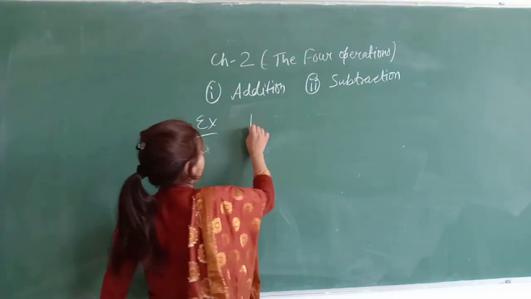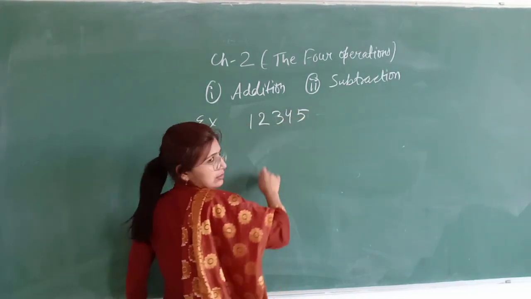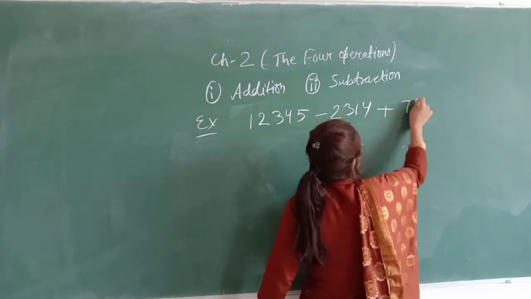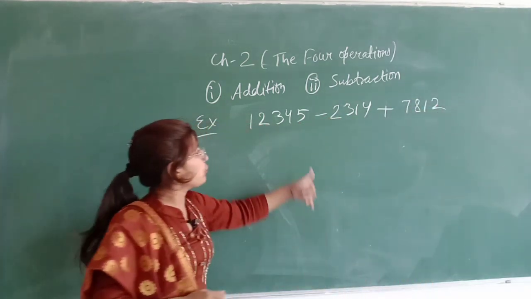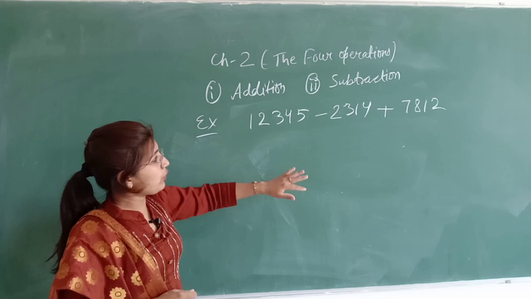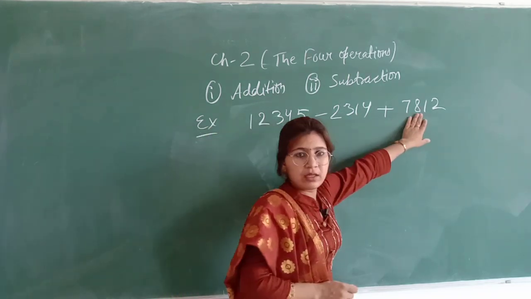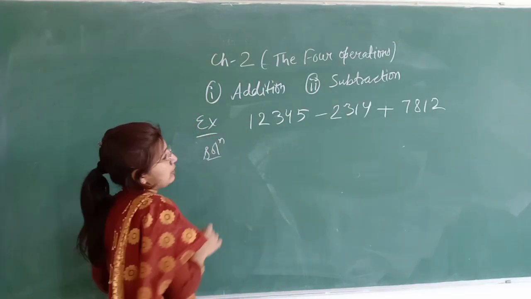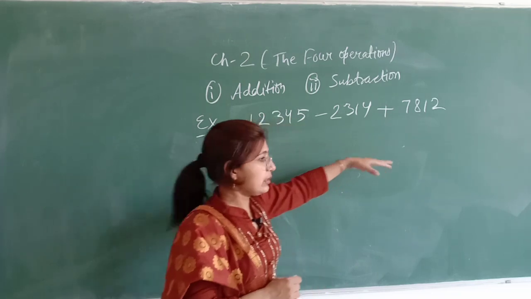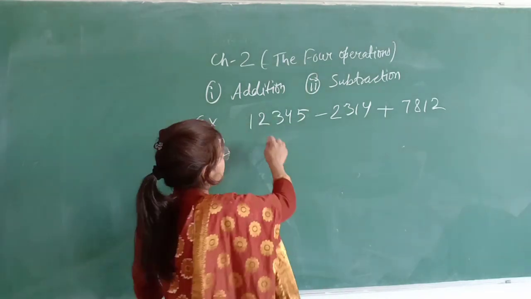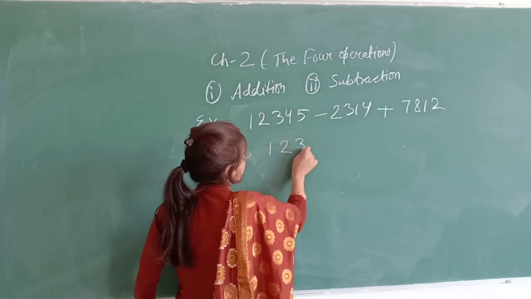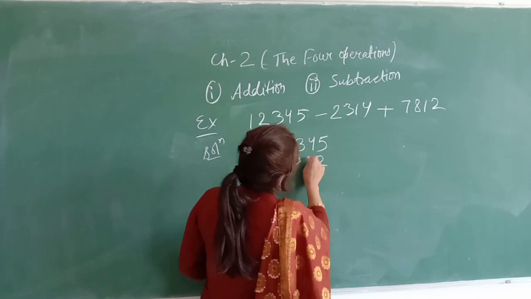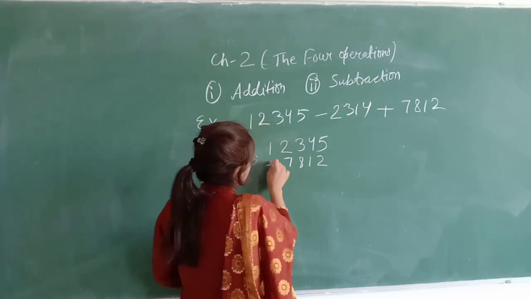See boys, 13,45 is given, minus 2,314 is given, plus 7,812 is given. You have to solve this question. For this, what you have to do is first add this and this, then subtract this term. In place of solving it like this, you can convert it into columns. So write it like this, 1,345. Then write this term, 2,187, and then add.